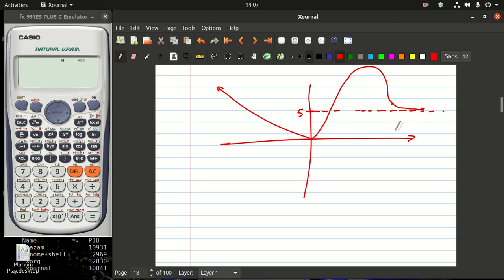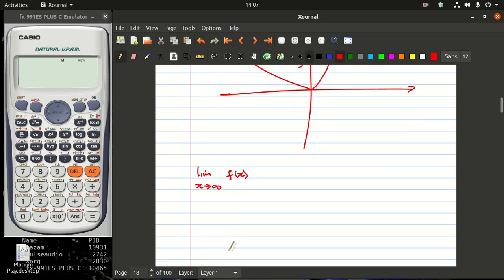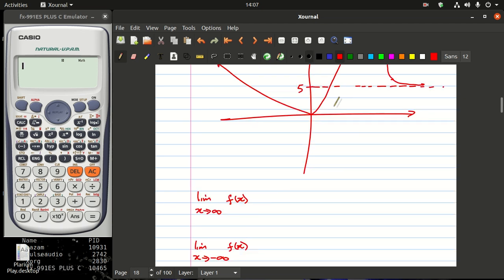Now the question is like this: if I were to take the limit as x approaches positive infinity, what will be the value of that limit, or what is the limiting value of that particular function? And if I were to take the limit as x approaches negative infinity, what will be the limiting value of that particular function? So this is a 0 here. As I'm going this side here, I am actually increasing. So on this side x is increasing.